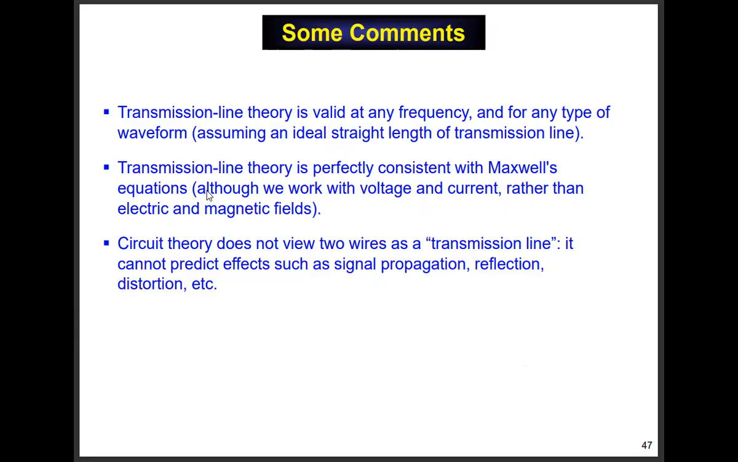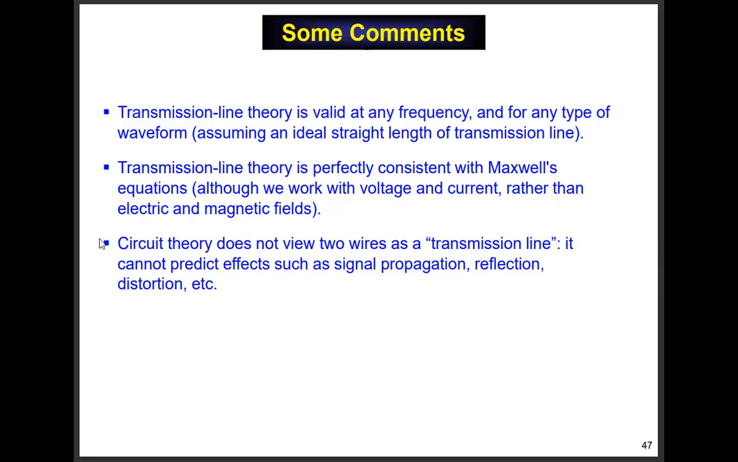Now, in transmission line theory, we derive the telegrapher's equations. So obviously, we work with voltage and current. We don't work with E and H fields, but they're there, of course. But we prefer to work with voltage and current because it's easier than working with the fields. But everything is consistent with Maxwell's equations. Transmission line theory is exact. There's no approximation. The telegrapher's equations are an exact set of differential equations. Transmission line theory is exact, even though it's voltage and current.